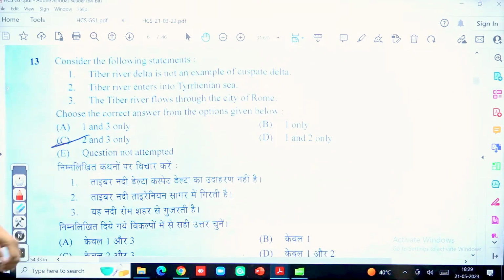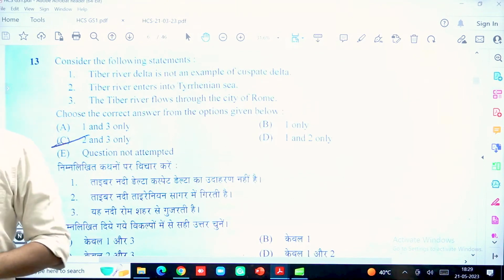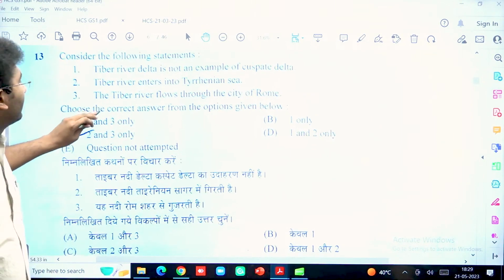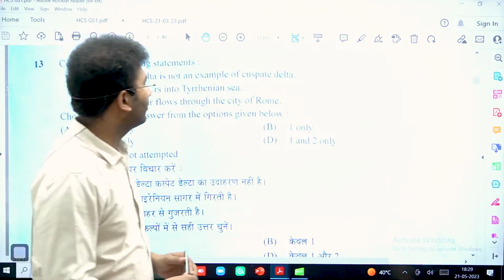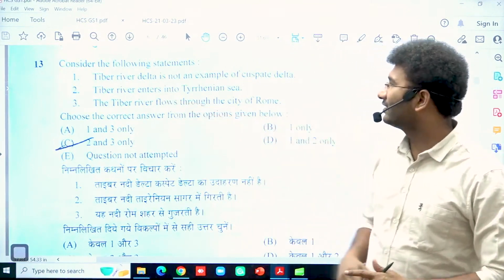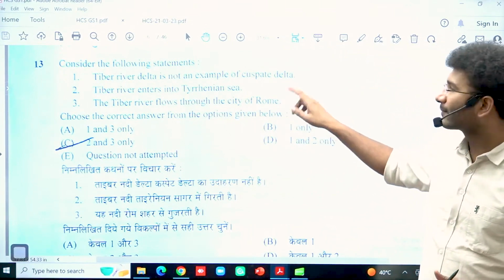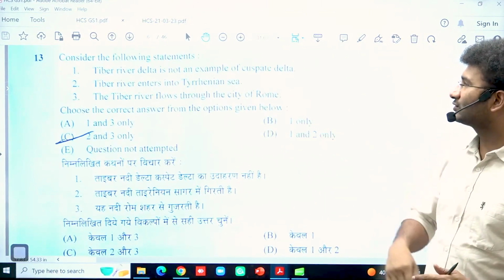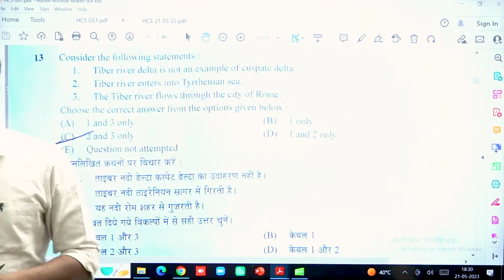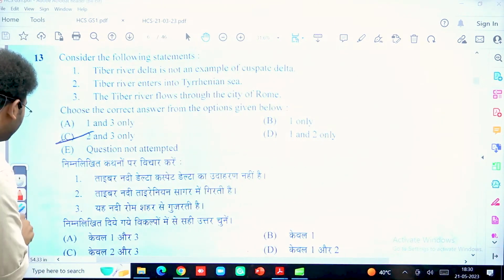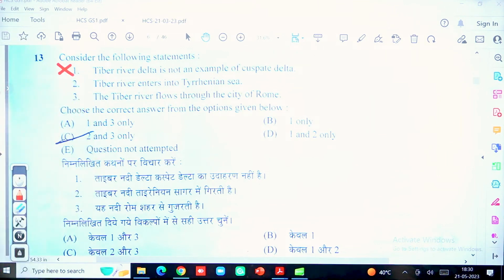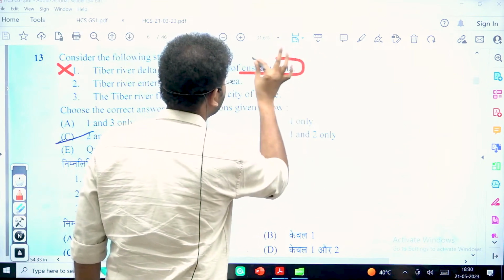Now, question number 13. It says, consider the following statements. Statement 1: Tiber River Delta is not an example of the Cascade Delta. Statement 2: Tiber River enters into the Tyrrhenian Sea. Statement 3: The Tiber River flows through the city of Rome. Now, it is a tough question, I should say. Statement 1 is clearly a wrong statement. It is not a Cascade Delta.